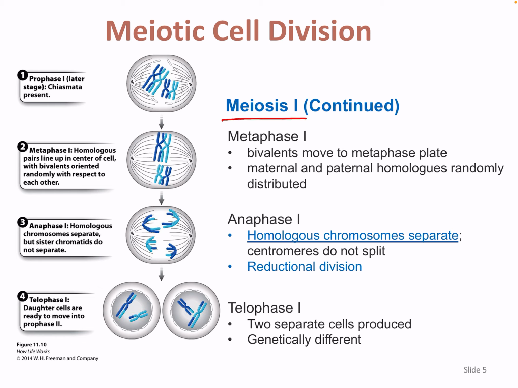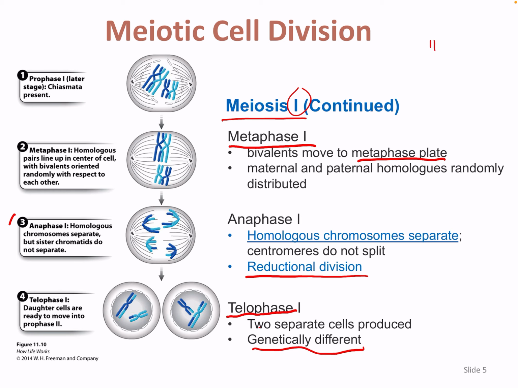So, meiosis 1 continued. Now we're at metaphase 1. In metaphase 1, the bivalents move to the metaphase plate. The maternal and paternal homologs are randomly distributed. Then, in anaphase 1, our homologous chromosomes separate and our centromeres do not split. We see that here. Then we have reductional division. Following that, we have telophase 1, where 2 separate cells are produced and are genetically different. So again, this is meiosis 1. Remember, we still have meiosis 2.